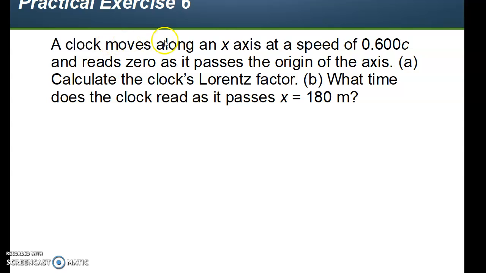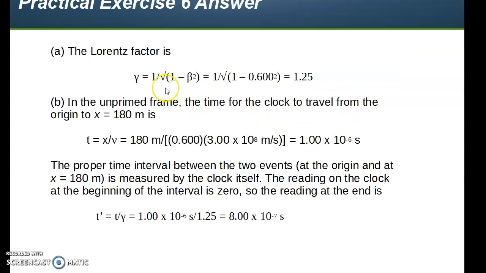Okay, now a clock moves along the x-axis at a speed of 0.6 times the speed of light. It reads 0 as it passes the origin. Calculate the clock's Lorentz factor, and what time does the clock read as it passes x equals 180 meters. So the Lorentz factor is given by gamma equals 1 over the square root of 1 minus beta squared, which is 1 over the square root of 1 minus 0.6 squared, right? That's 1.25.